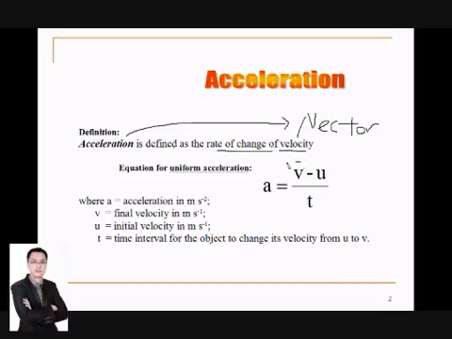Now, this is a very important equation for you to learn to calculate acceleration: a equals v minus u over t. a stands for the acceleration. The SI unit for acceleration, you need to know, is meter per second square. v is the final velocity. u is the initial velocity, which is all in meter per second. t is the time that the object takes to change its velocity from u to v, and the SI unit for time is seconds.